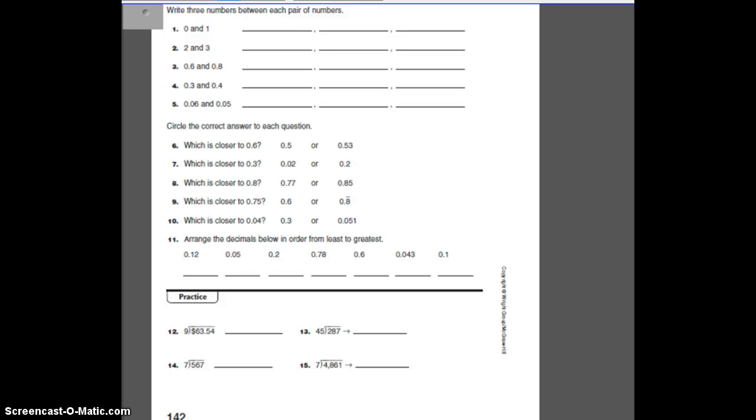Fifth graders, so your homework tonight is to try and find numbers that come between the two whole numbers. So we're talking decimals here. What numbers come between 0 and 1? I want you to be thinking money. What kind of numbers, coins and such, come between 0 and 1?